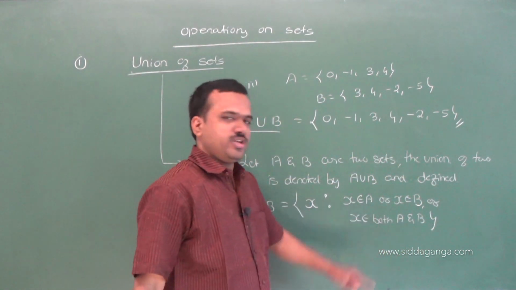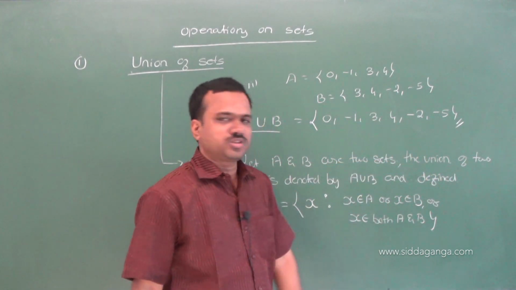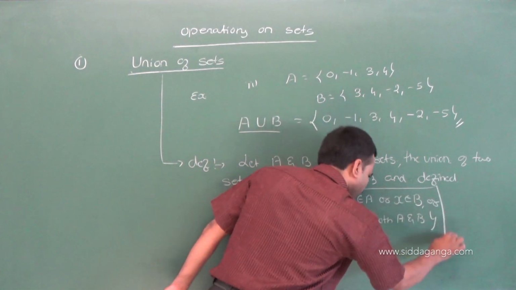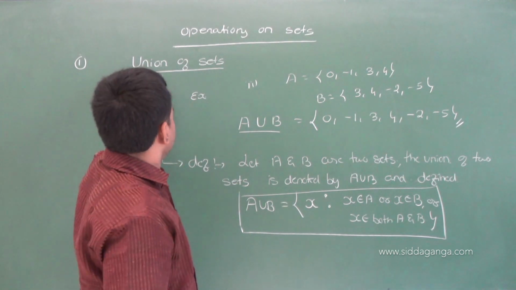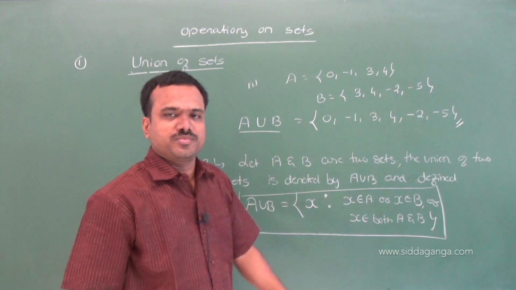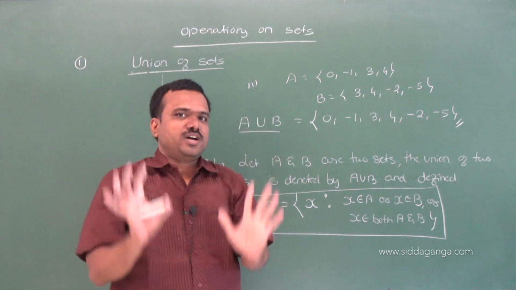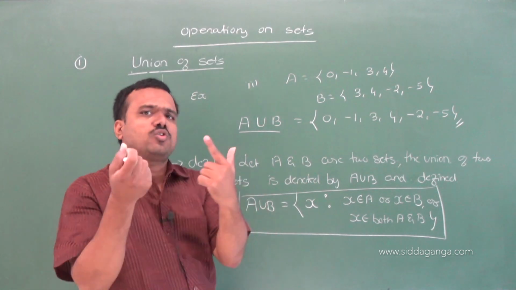X belongs to A, or X belongs to B, or both X belongs to A and B. This is the definition of A union B. So once again, the first operation on sets is the union of two sets.